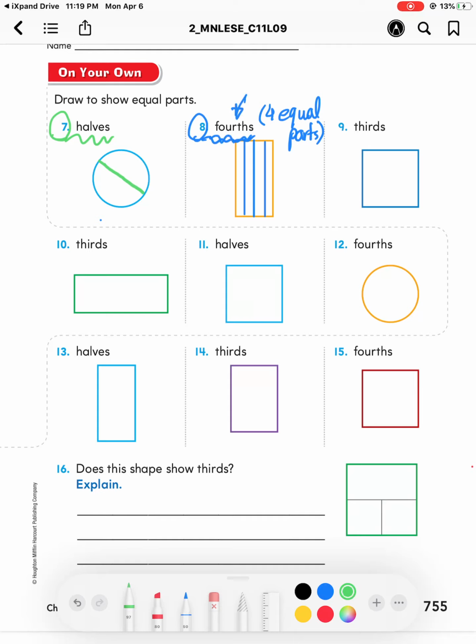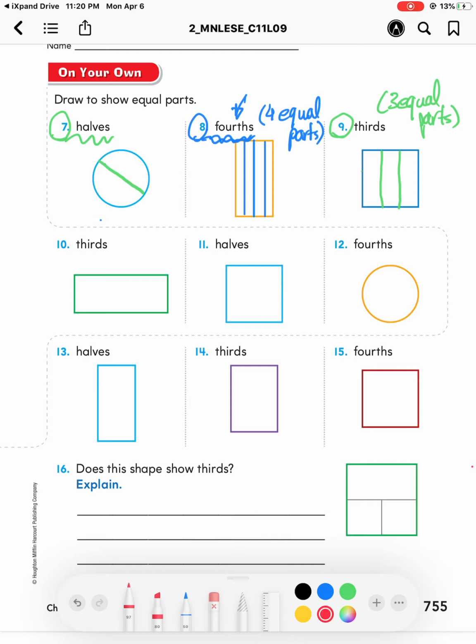Now let's move to question number 9, okay? Thirds. Thirds means how many equal parts? 3 equal parts. Good job. Okay. Now we need to divide this square into 3 equal parts. We can divide it like this. 1, 2, 3, like this. Or, this is correct, okay? Or we can divide it into this. Okay?